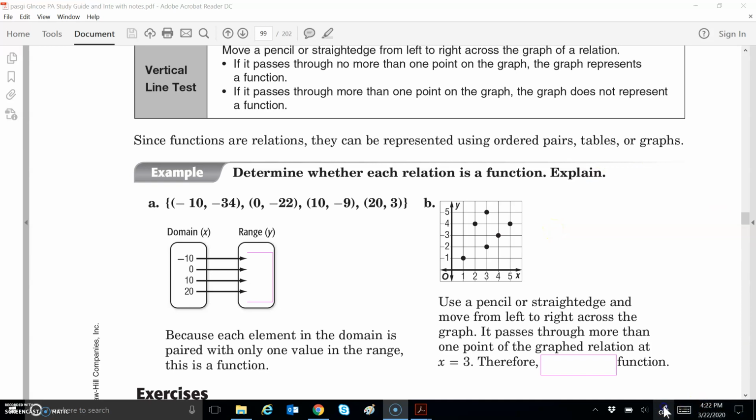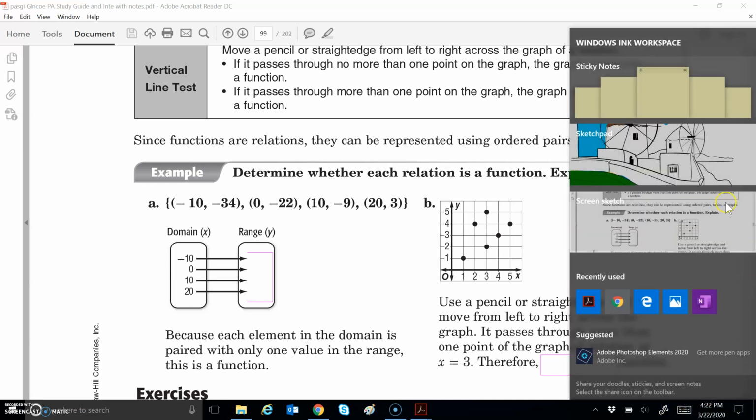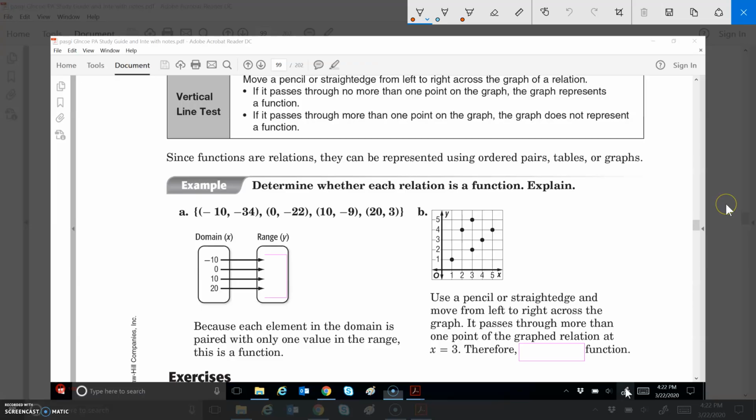Alrighty. Determine whether each relation is a function and explain. Alright, so here is the set of points here. So I look at -10, so x and y. When I have -10, that means I get a -34.